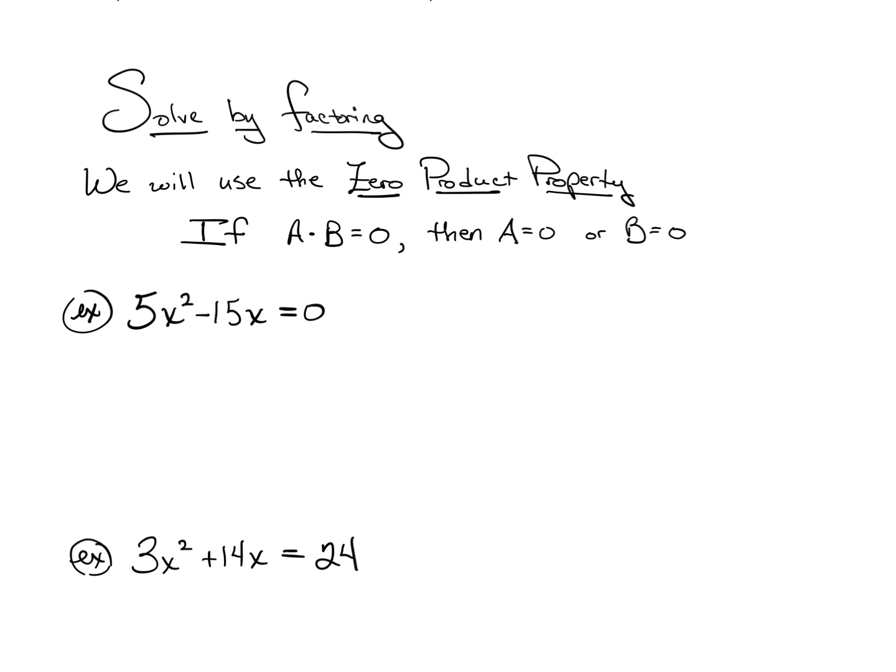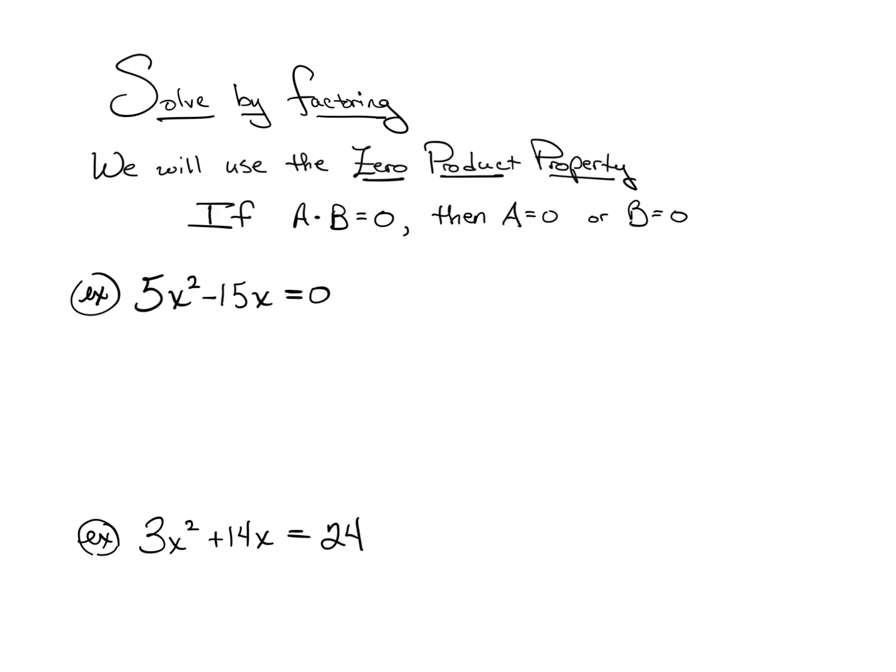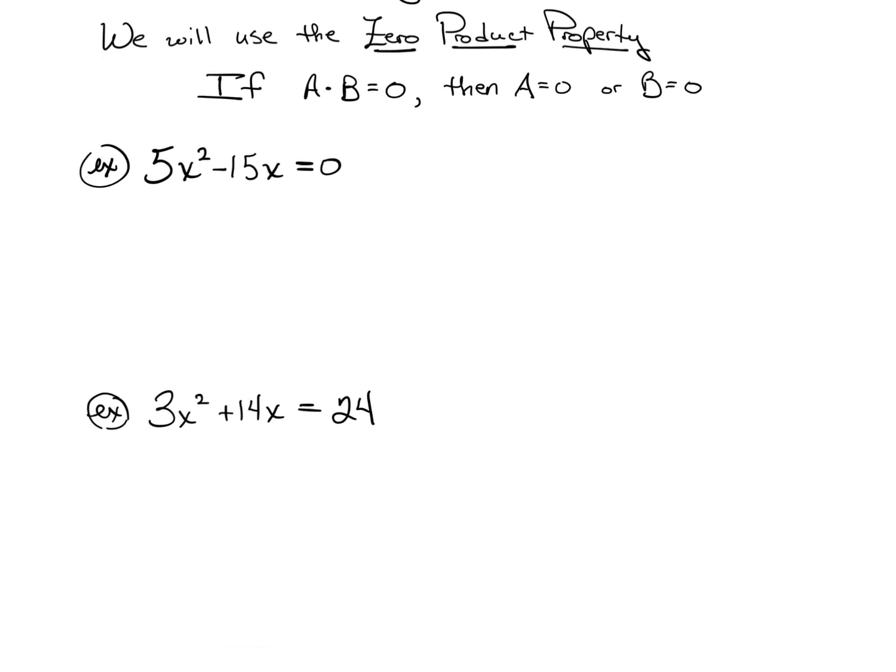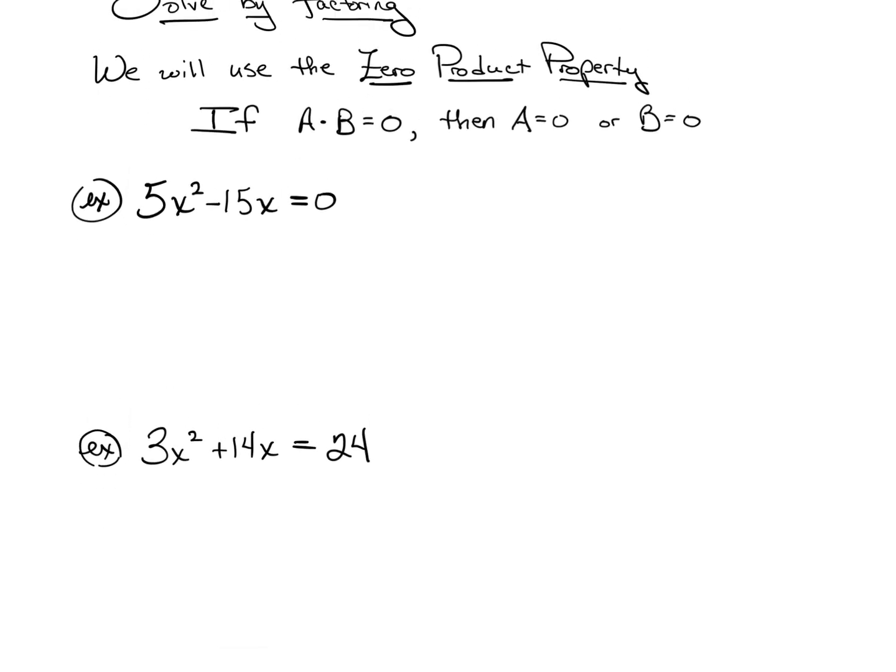So basically, when I ask you to solve a quadratic using factoring, first of all, we want to set it so we can use the zero product property. We want to set this thing equal to 0. Now notice, for example 1, 5x squared minus 15x, it's already set equal to 0, which is great. It's already done for us. So we're ready to factor.